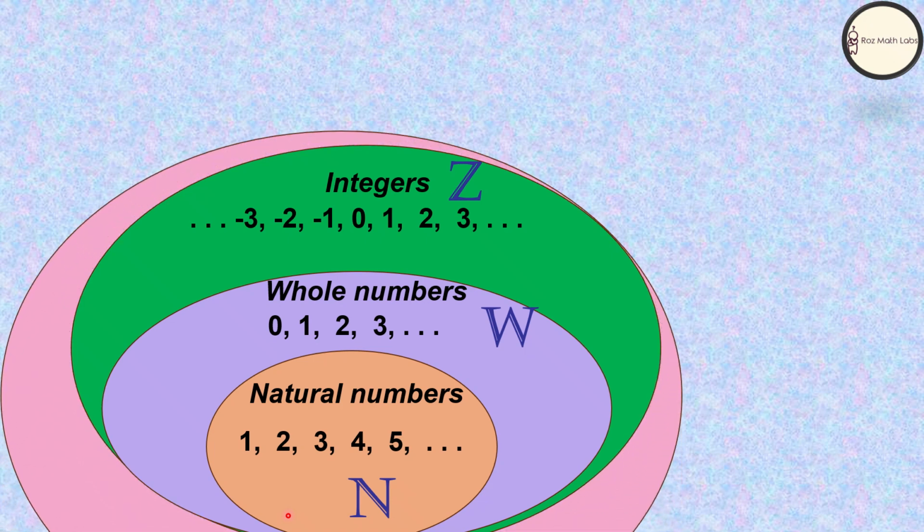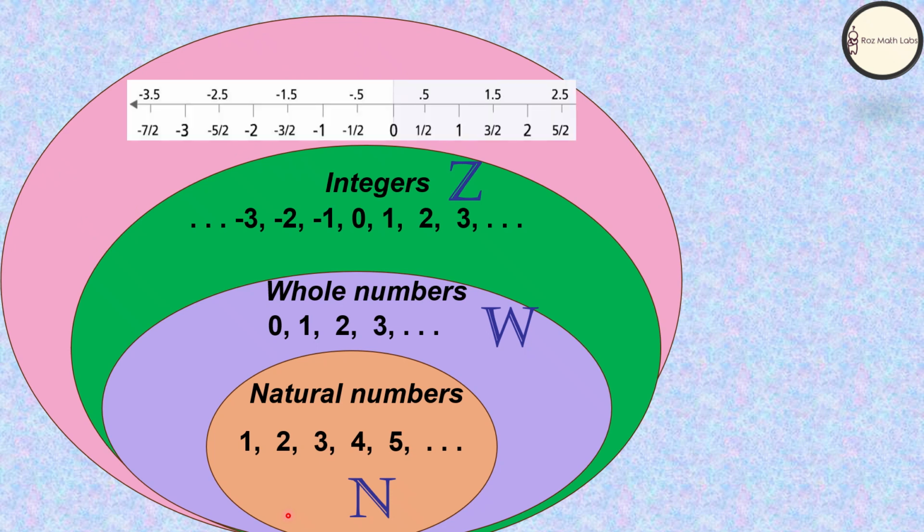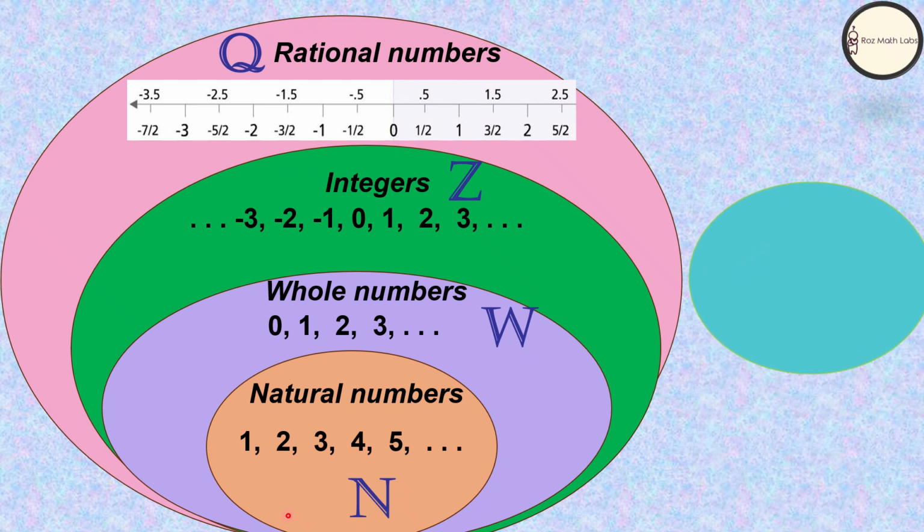Integers are further a subset of rational numbers. Rational numbers are those numbers that can be expressed in the form of a fraction p by q. And the decimal notation of these fractions can be a terminating decimal or a repeating decimal, or recurring decimal.